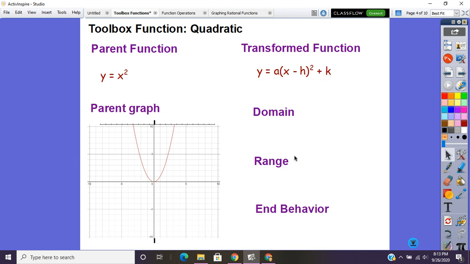Our domain, as we go from left to right, is negative infinity to infinity. Our range starts at 0 and moves up. Notice there isn't any negatives here.